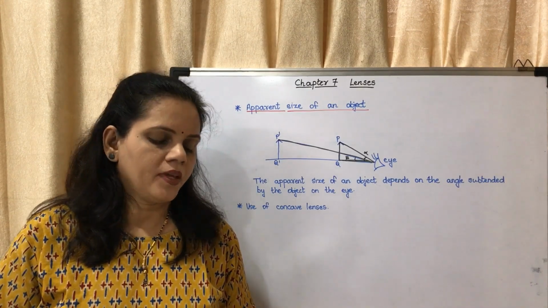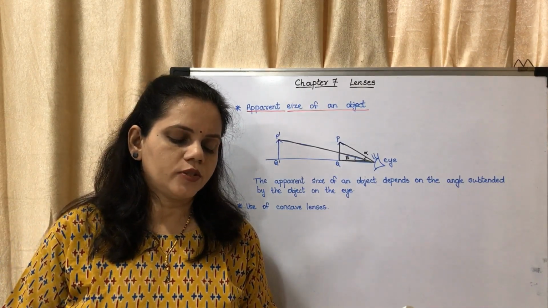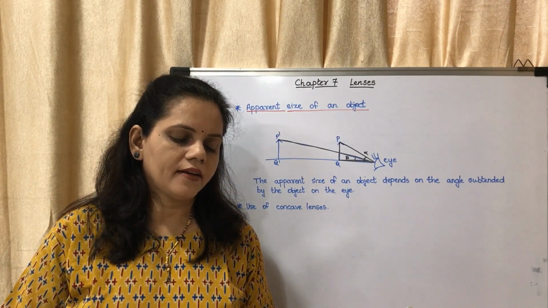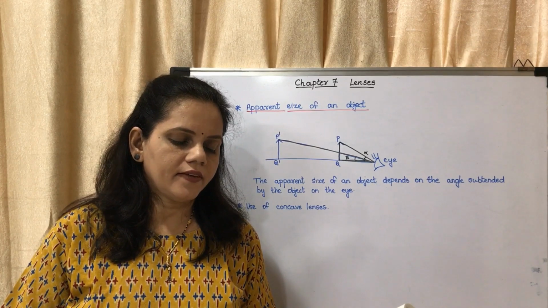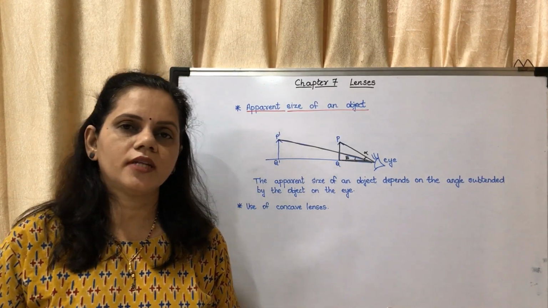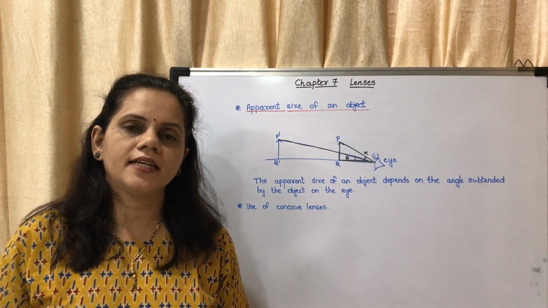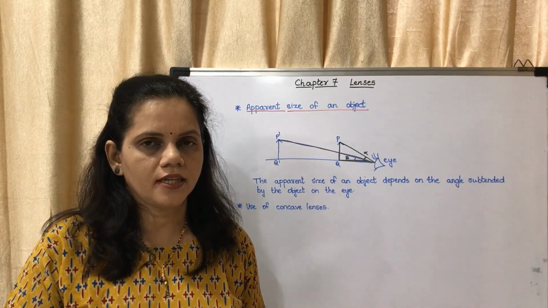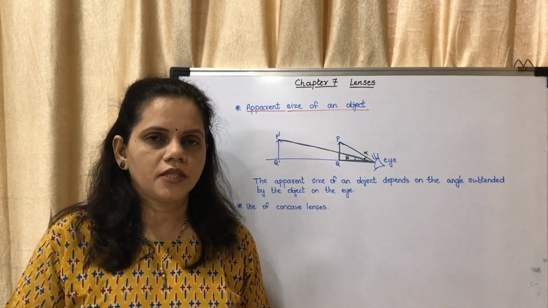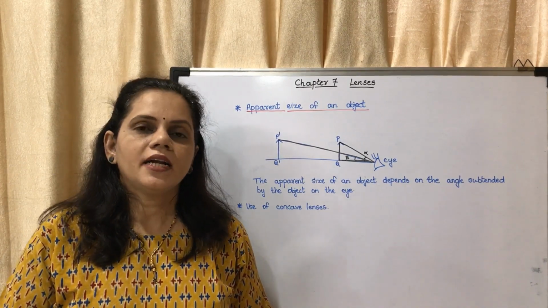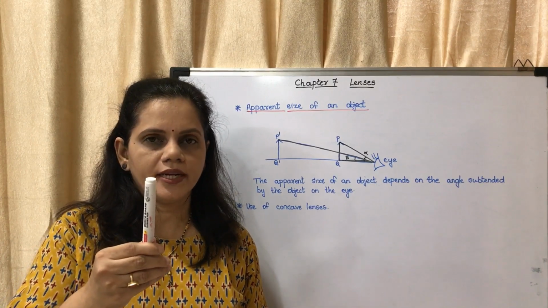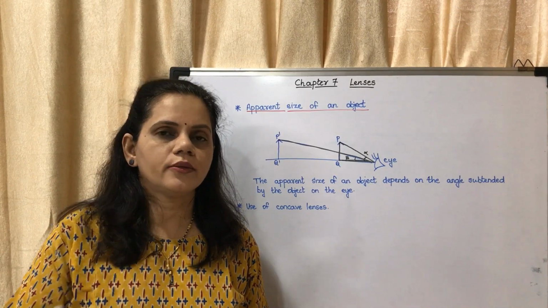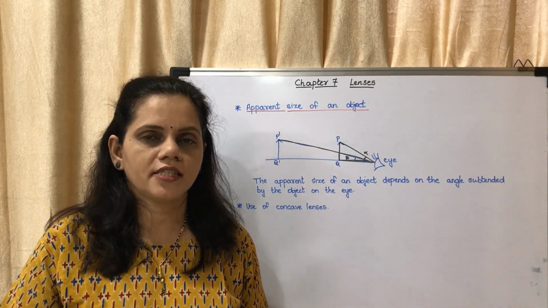Next question. If we bring an object closer than 25 centimeter from the eyes, why can we not see it clearly even though it subtends a bigger angle to the eye? So in the last lecture I had discussed the near point of vision, the minimum distance of distinct vision, that is 25 centimeter for a normal human eye. That means if you keep it near 25 centimeter, then you are able to see it clearly. But if you bring it closer than 25 centimeter, it causes a stress to the eye.